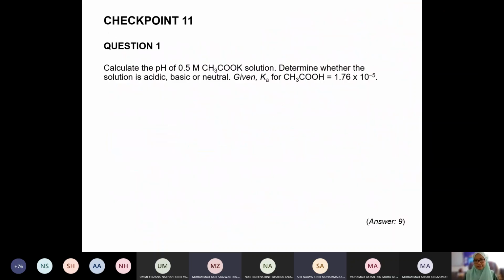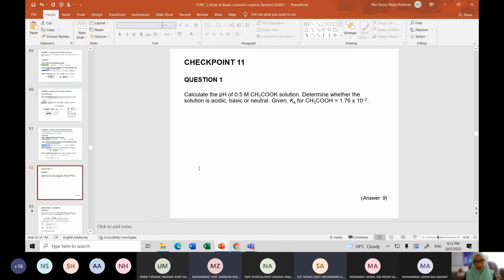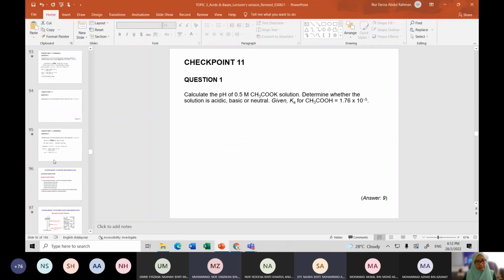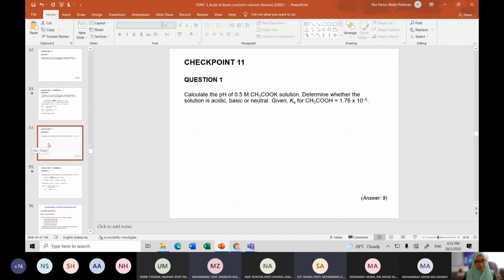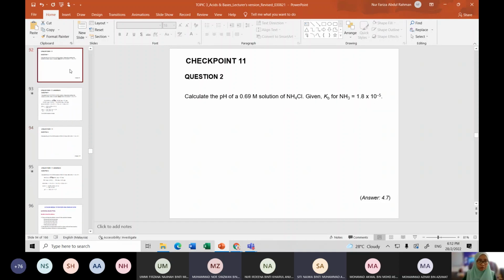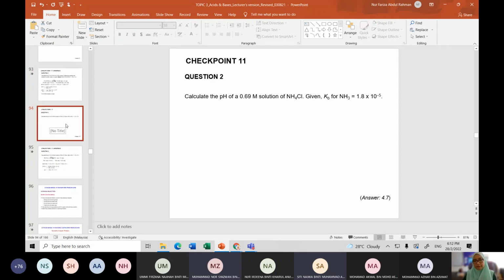Okay, so please try out the checkpoint. How many checkpoints do we have so far? We will discuss it later. So we have checkpoint 11, question 1 and question 2. Try it first on your own and we'll discuss it later. Any questions so far?